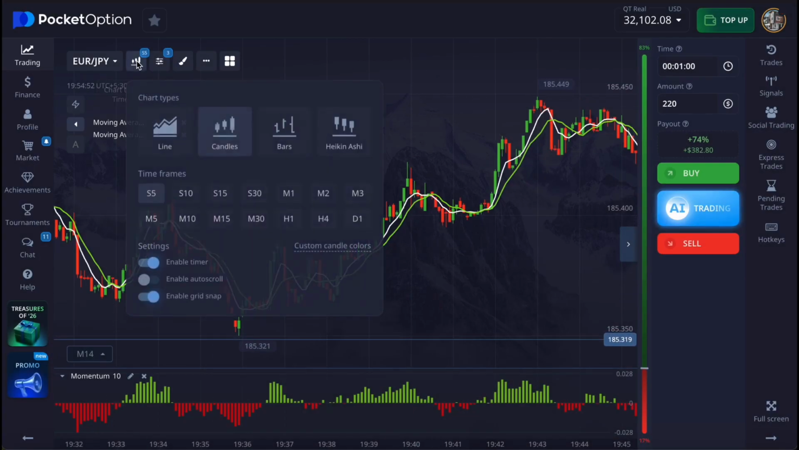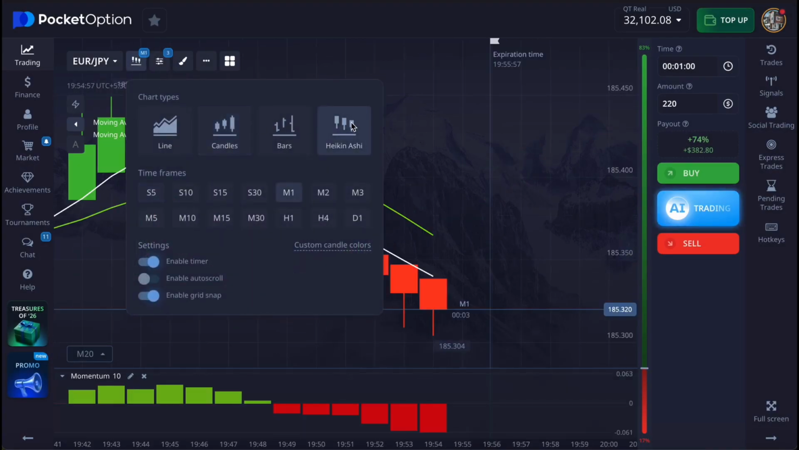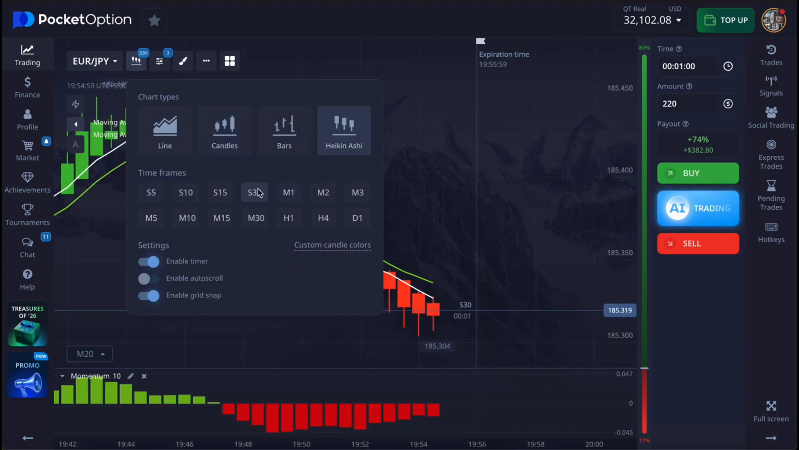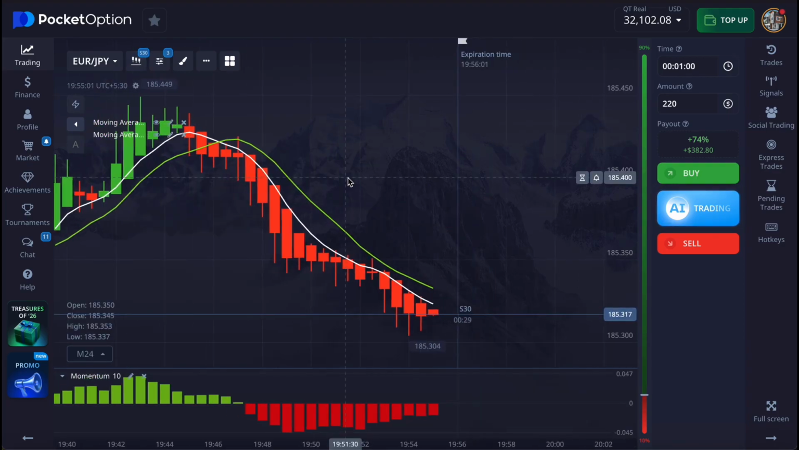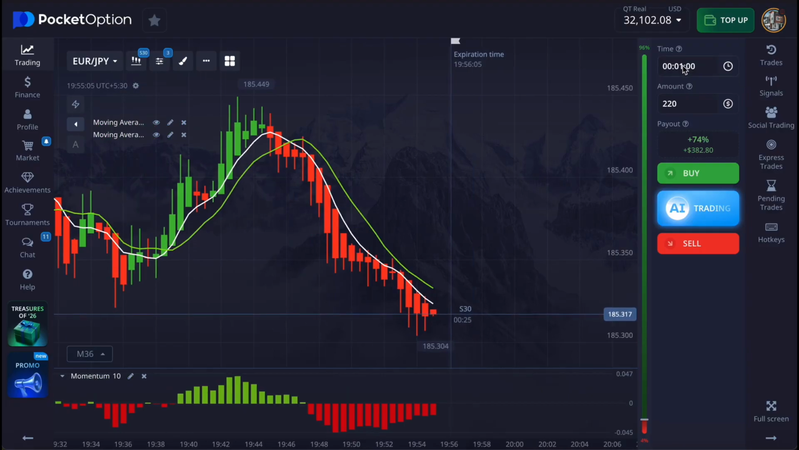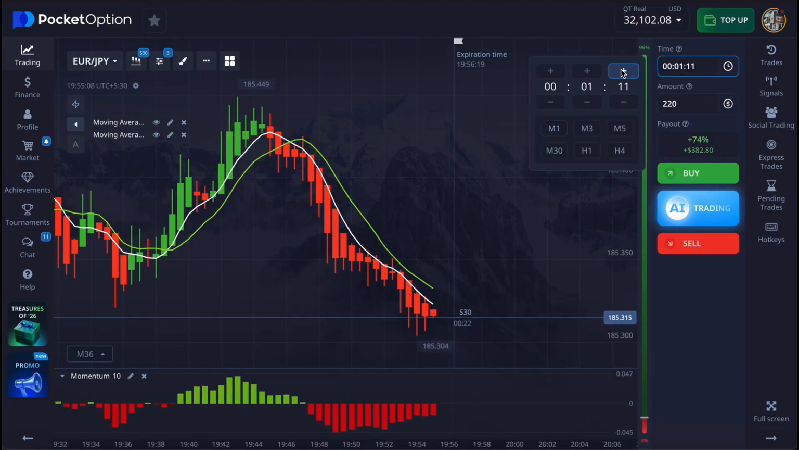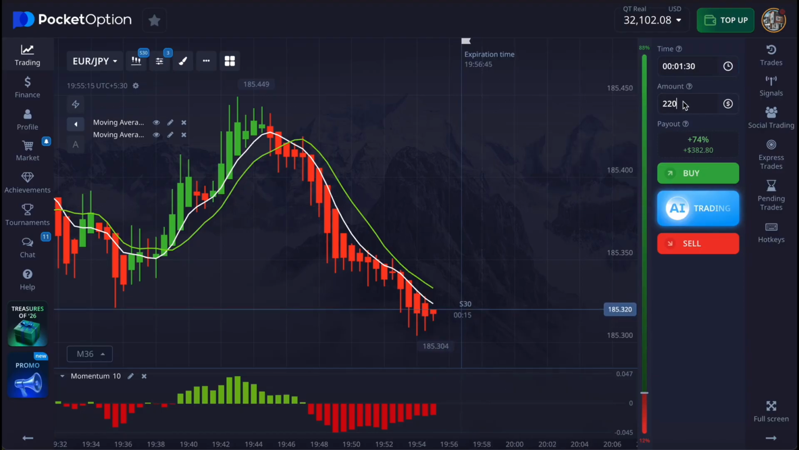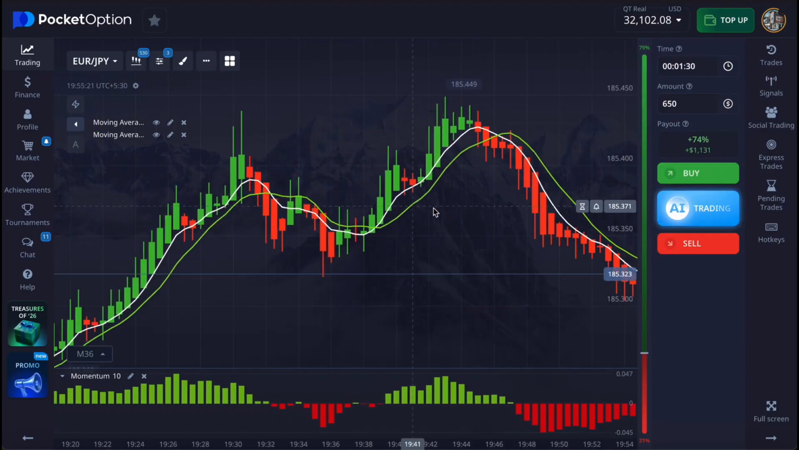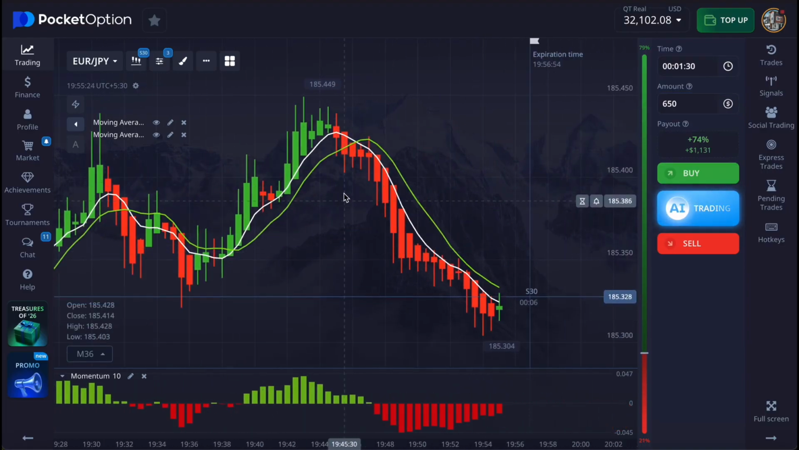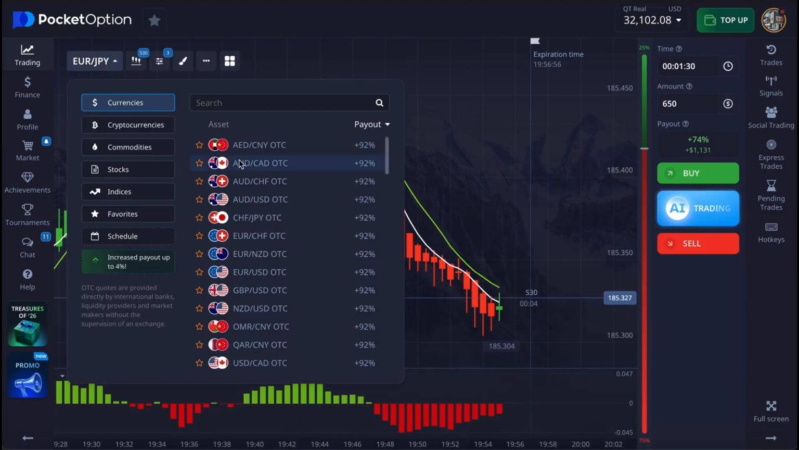After this, select the Heikin Ashi pattern, and set the candle timing to 30 seconds. And the expiry timing should be set to 1 minute 30 seconds. And here I will also set today's trade amount. So here I have successfully added the indicators. Now I will add some currency pairs.